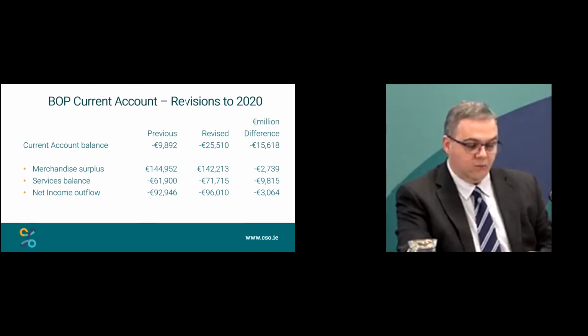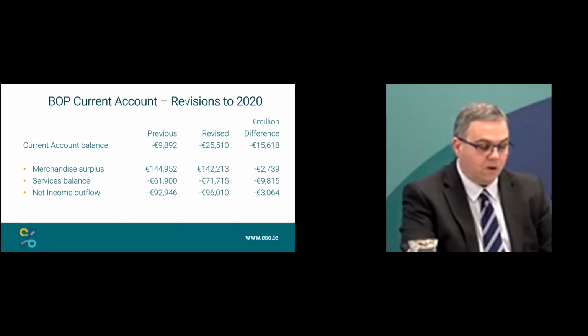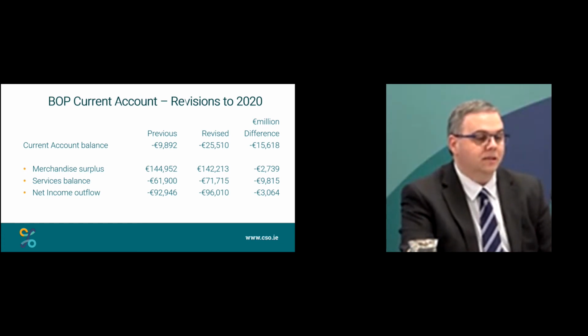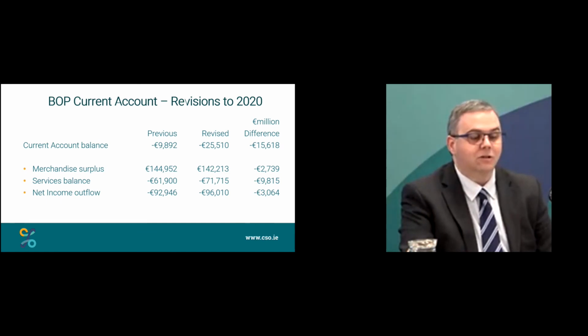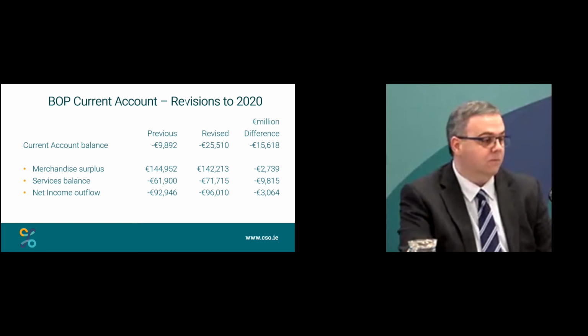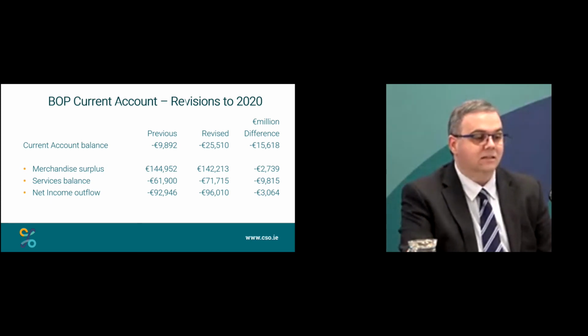Looking at 2020, we can see bigger changes. Our merchandise surplus is down 2.7 billion euros to 142 billion. Our services balance has decreased by 9.8 billion euros, which is largely driven by new IP imports in the year, giving us a services balance of minus 71.7 billion euros. And our net income outflows increased by 3.1 billion to 96 billion. And these all combine to give us a current account balance of minus 25.5 billion euros, which is down 15.6 billion euros on the previous figures.